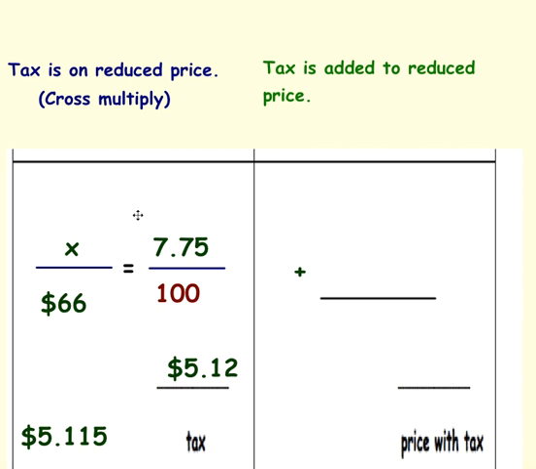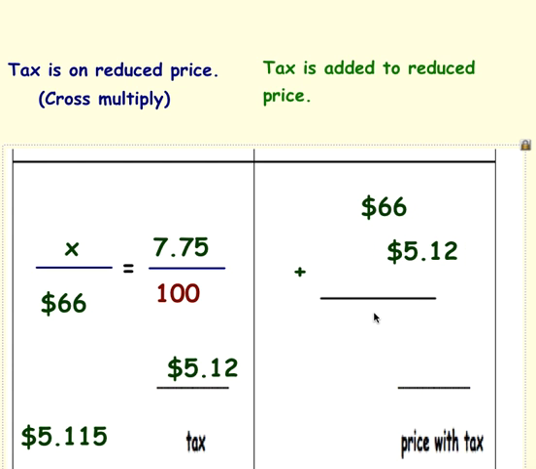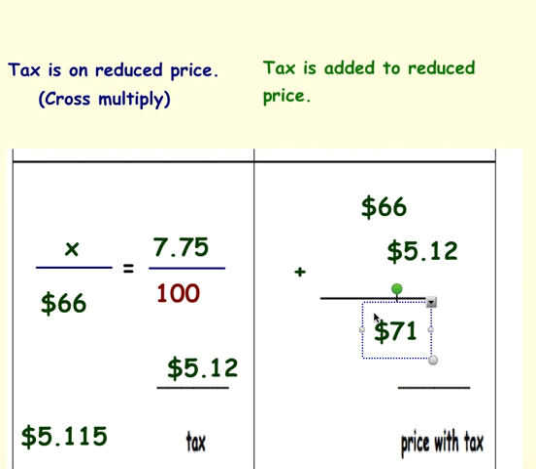So if somebody was to purchase all these with the markup, they are going to take the retail price plus the sales tax, and that comes out to be $71.12.